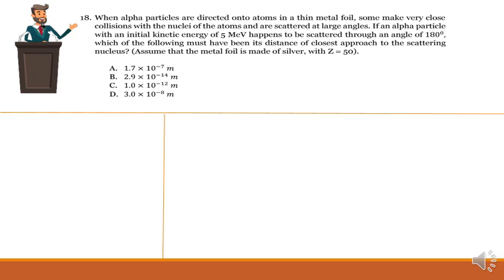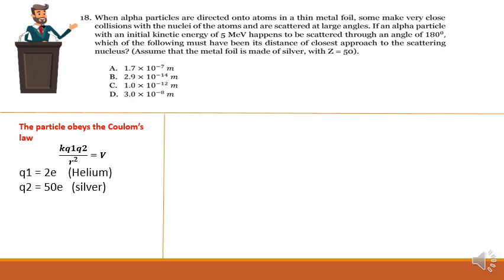Alright, so let's go. We assume that the metal foil is made up of silver, and then we'll find the distance of closest approach. Now, to find the distance of closest approach, we need to start by admitting that this particle obeys Coulomb's law. Let's give the statement of Coulomb's law. We know that the magnitude of the electrostatic force between two charges is directly proportional to the product of the magnitudes of the charges, but inversely proportional to the square of their separation.